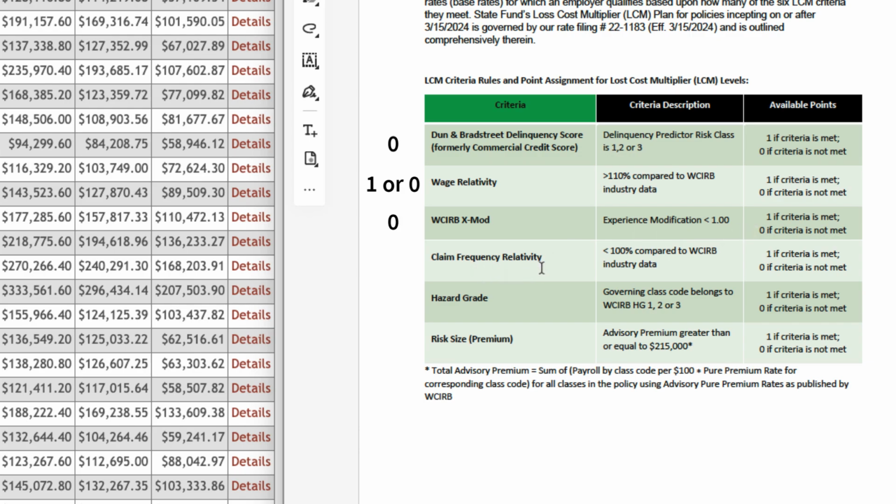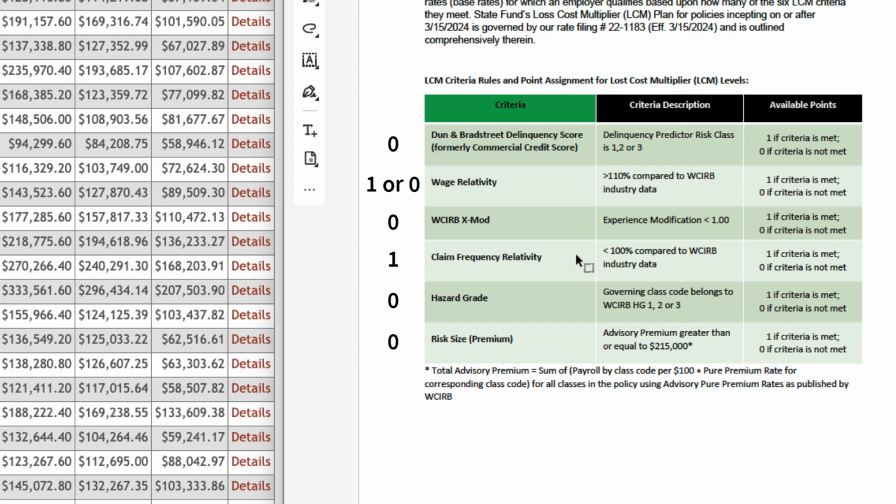The claims frequency. I know in this case that they have great claims frequency, so I'm going to assume that they are going to be below that threshold. I'm going to give them a point for this one. Fifth criteria, hazard grade. Carpentry accounts, high hazard. I could look it up, but I'm pretty sure it's above a 3. I'm going to give it a 0. And the size of risk is definitely going to be below that 215,000, so that's going to be a 0.